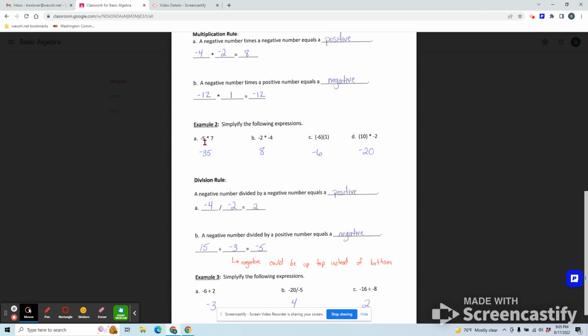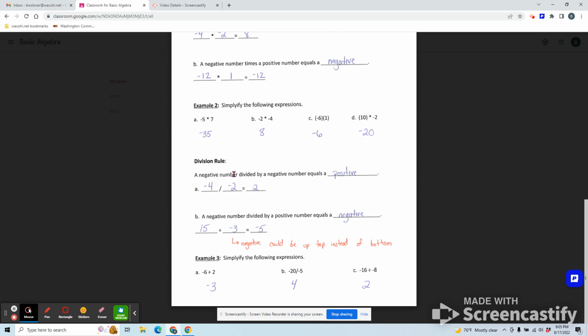So that's what happens here. -5 times 7. One of the numbers is negative. My answer is negative. And I just do the 5 times 7 to get 35. Letter C. It says -6 times 1. You're like, well, wait a minute. It doesn't say that. But it does. It's just in parentheses. If there's no operation between your parentheses, it's assumed that it's multiplication. So it's saying -6 times 1, and I get -6.